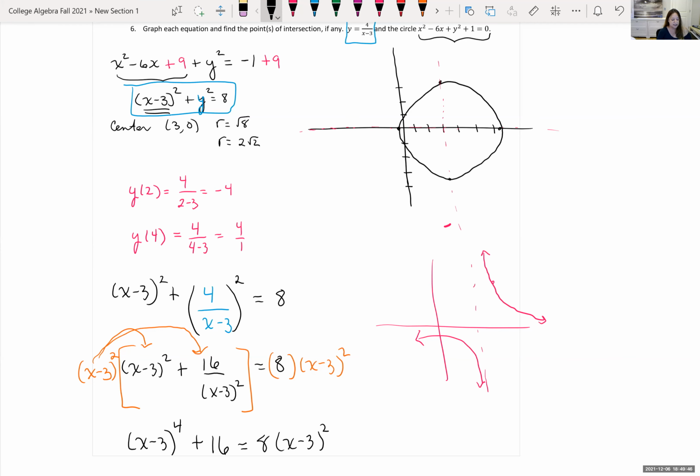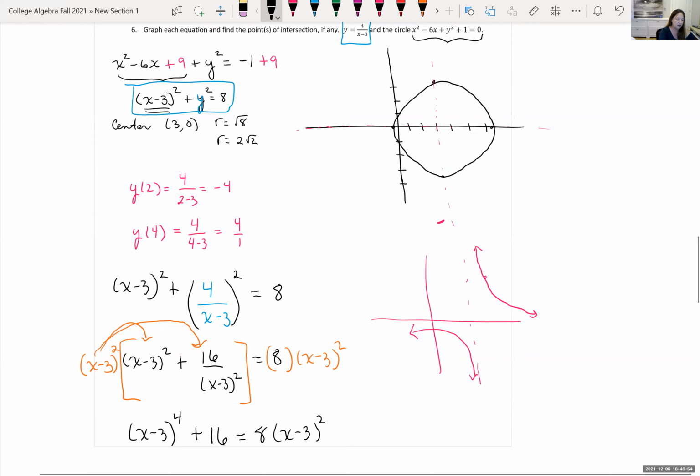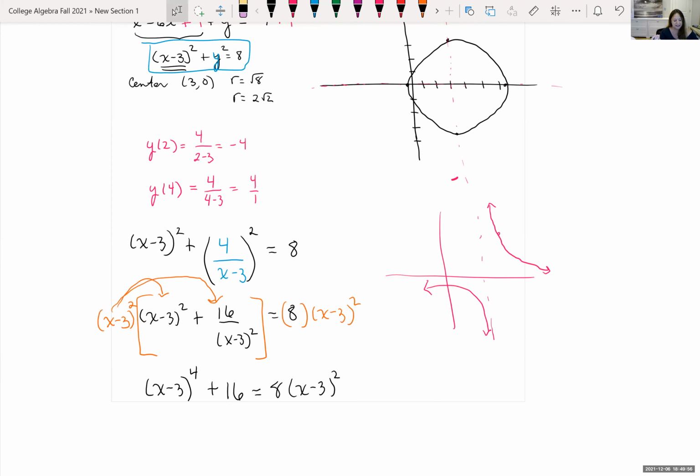So if I set this equal to 0, I'm going to then use substitution to help me solve this. And so let's move over that 8 times (x minus 3) quantity squared by subtracting it on both sides of our equation. And so we get (x minus 3) raised to the 4th power plus 16. Actually, I'm going to rewrite the order a little different. So minus 8 all times (x minus 3) quantity squared plus 16 equals 0.